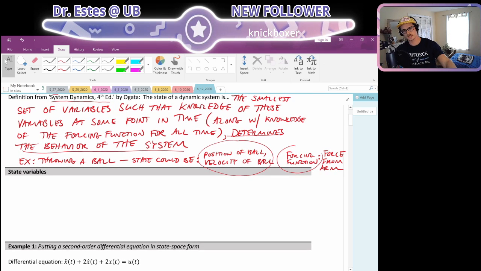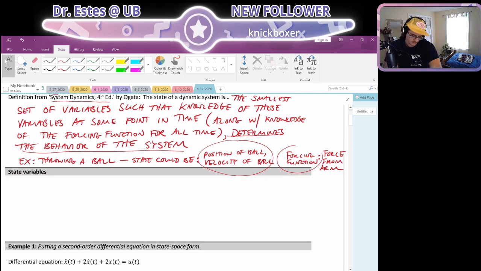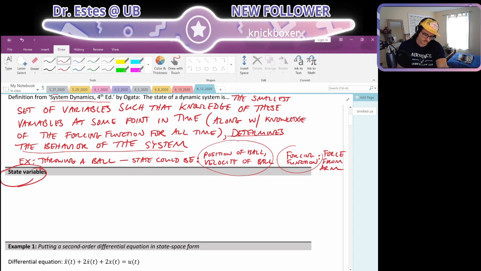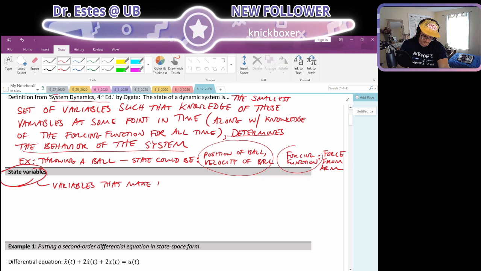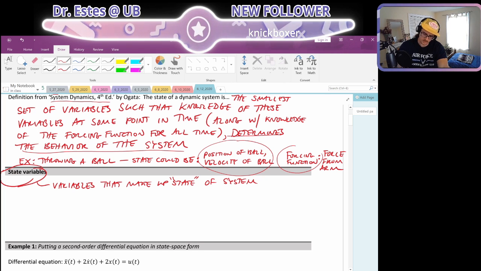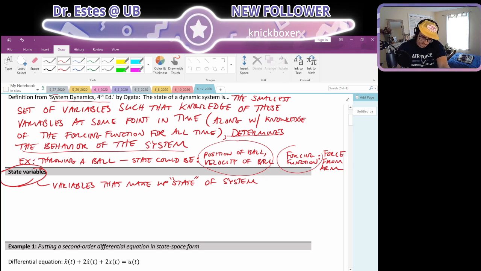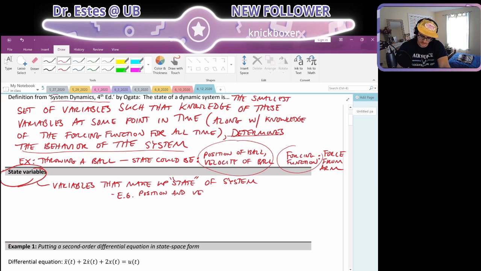We'll get to another example in a second to help clear this up. So the state variables are just the variables that make up the state of the system. From this throwing a ball example, that would be the position of the ball and the velocity of the ball.